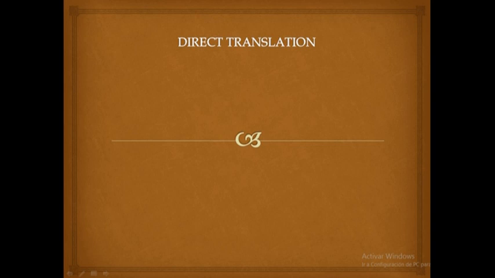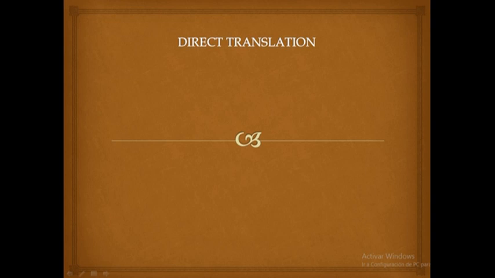about translations. We will see some methods that are really useful to translate information from one language to another, as well as some techniques that belong to each method. So right now let's start with the first method, that is direct translation. Direct translation is defined as the method in which certain elements of one language can be transposed into the target language.